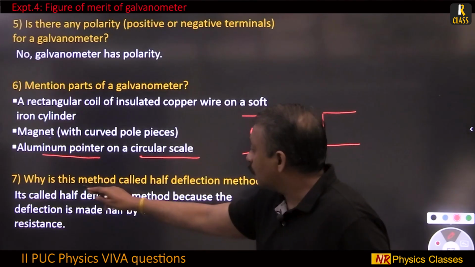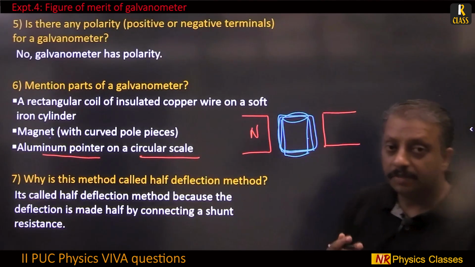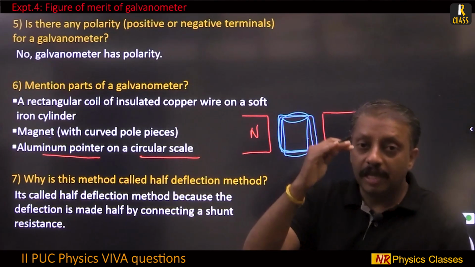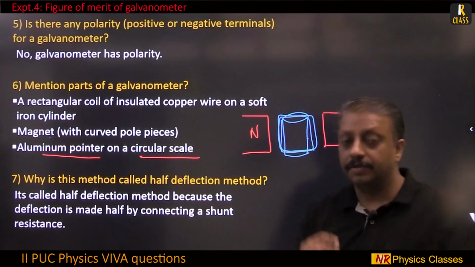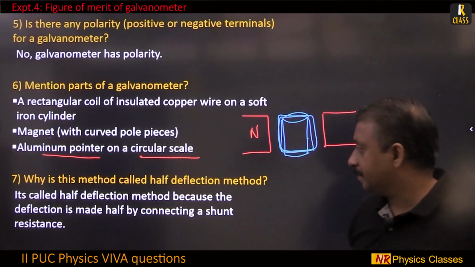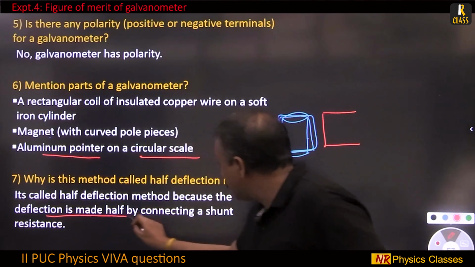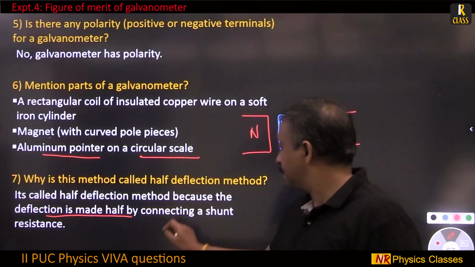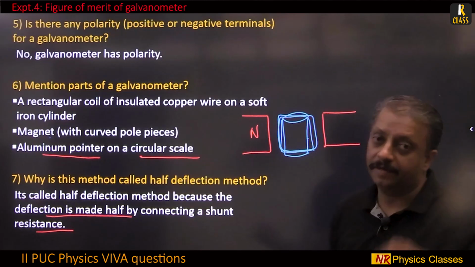Why is this method called half deflection method? Half deflection method means if current through the galvanometer is half, then deflection becomes half. That is achieved by connecting a resistor in parallel. It's called half deflection method because deflection is made half by connecting shunt resistance, a resistor in parallel.